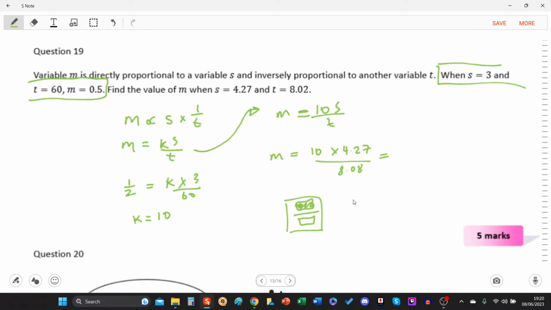We're going to press that button, and then we're going to fill out the top, right? So 10 times 4.27, 8.08. Press equals. Doesn't matter where you are. Alright, as a fraction, it's this. Press the S to D button, and then you get the decimal.